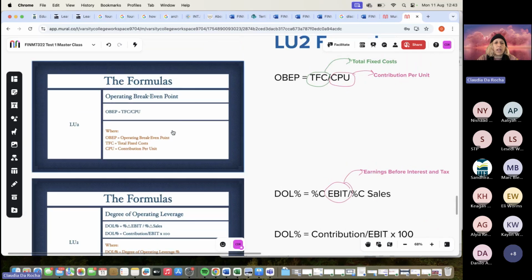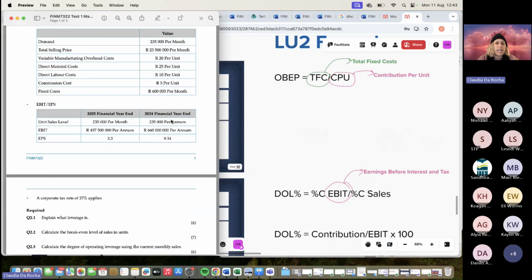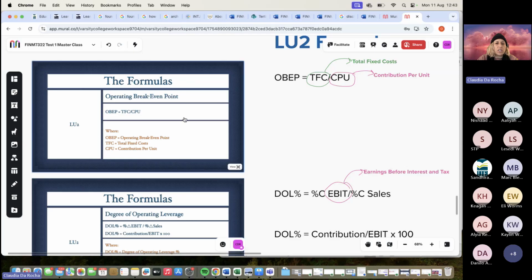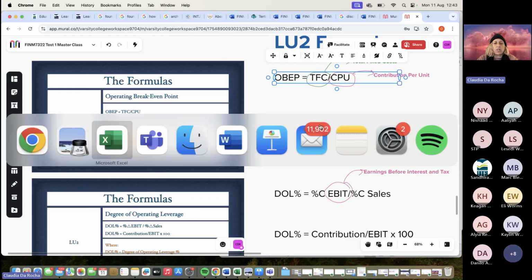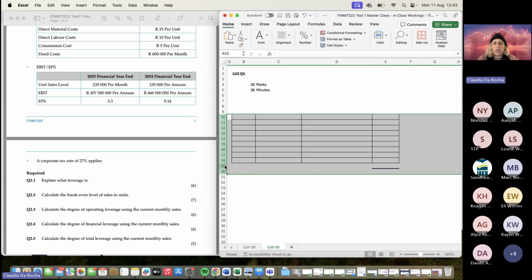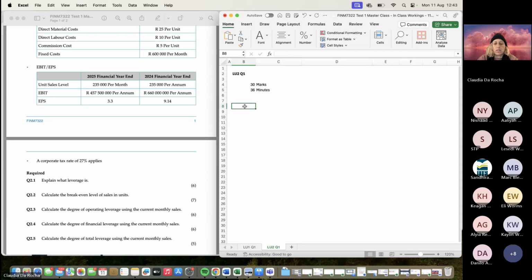Okay, but before we go there, we have to calculate the break-even level of sales in units, which is this formula. The break-even point is equal to TFC over CPU. So that's first things first. We need to write down our formula. So BEP is equal to TFC over CPU. What is very, very critical? The first thing is to get our fixed costs.